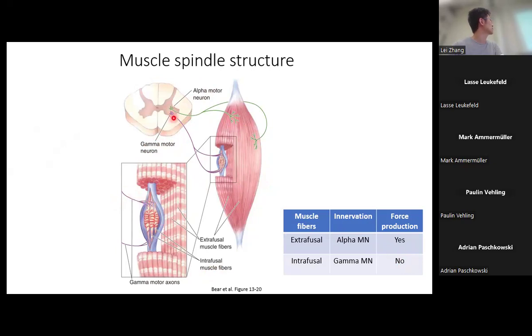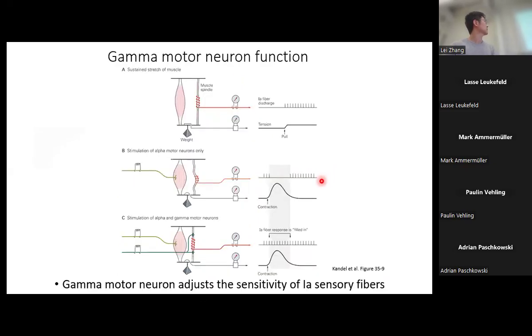If I want to produce force, why don't I just use the alpha motor neuron to innervate the larger fast muscle fibers? Why should I also send signals through the gamma motor neuron to innervate the intrafusal muscle fibers? That's actually an interesting question, and I can explain it in the next figure. Here we see what the function of this gamma motor neuron is.